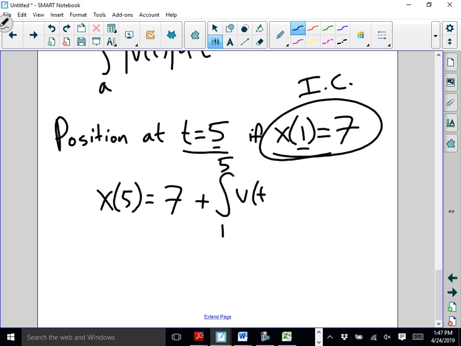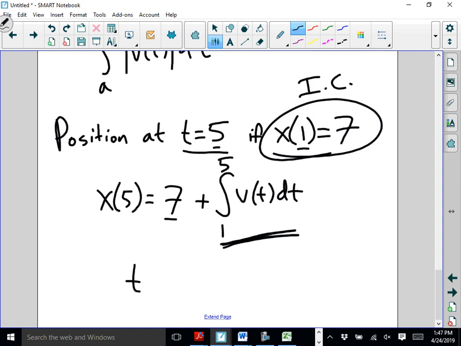Again, this right here is just the displacement from 1 to 5. That's how much you changed in the time from time 1 to time 5. This considers where you started, right? So let's say my total displacement is plus 2. Well, then my position would be plus 2 from 7, which would be a position of 9. Okay?